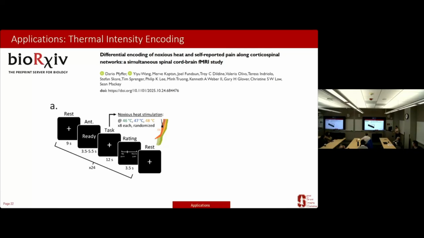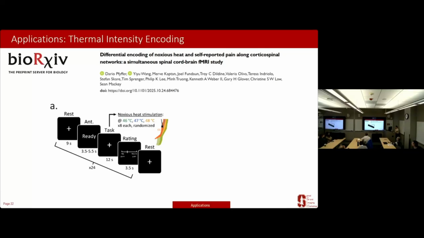We have a few seconds of anticipation where participants will see the word "ready" on the screen, meaning the thermal pain will be coming up. During the thermal pain, participants see a plus sign. The duration was 12 seconds, which includes 1 or 2 seconds of ramping up from 32 Celsius and 1 or 2 seconds ramping down.